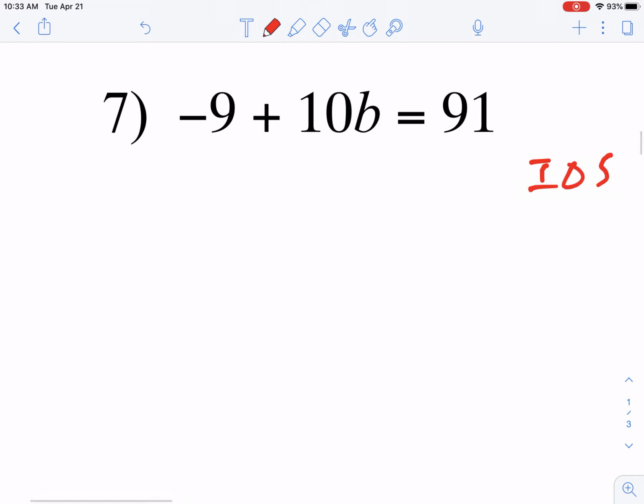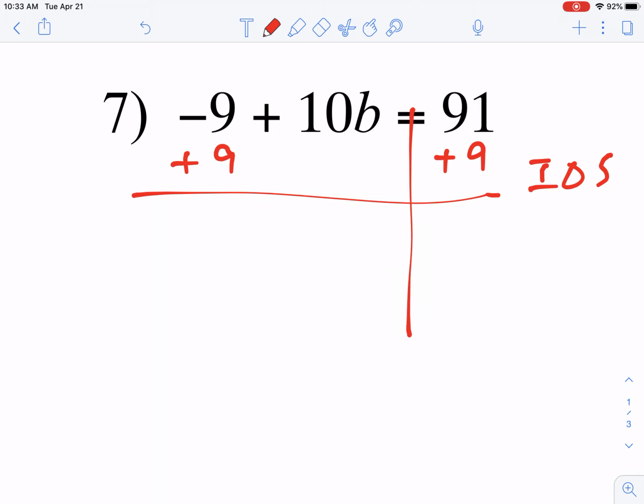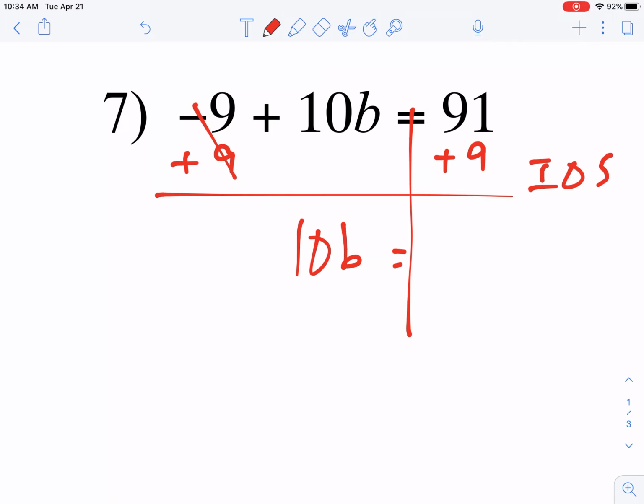Number 7, we're going to start with the inverse of subtraction. Remember, a negative number at the front is the same as subtracting 9. So we're going to add 9 to both sides. These cancel out. 10b drops down. Equal sign drops down. 91 plus 9 is 100.